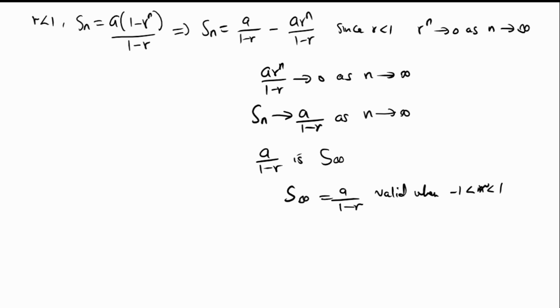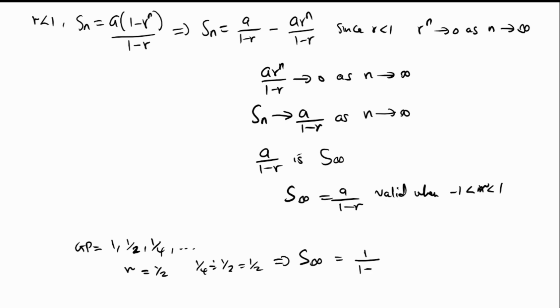For example, the sum to infinity of a geometric progression given, let's compute that. The first value is 1, that means a is 1, and our value of r is a half, because if you take 1 over 4 divided by a half, you get a half. So that the sum to infinity becomes 1 divided by 1 subtract a half, and this one is 1 over a half, which is 2.